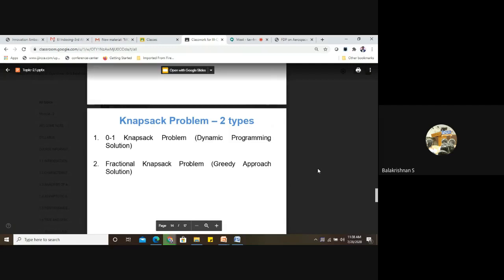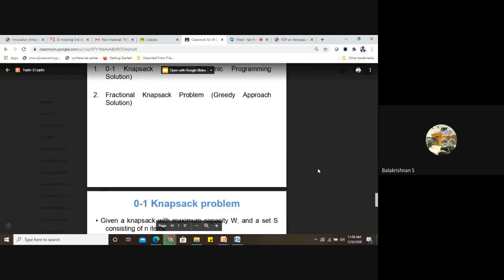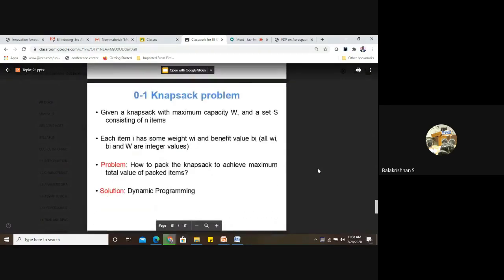But in dynamic programming, we are using another algorithm, called the 0/1 knapsack problem. That algorithm is applicable in dynamic programming solutions. So those are the two types of knapsack problem. Just make a note: the 0/1 knapsack problem.